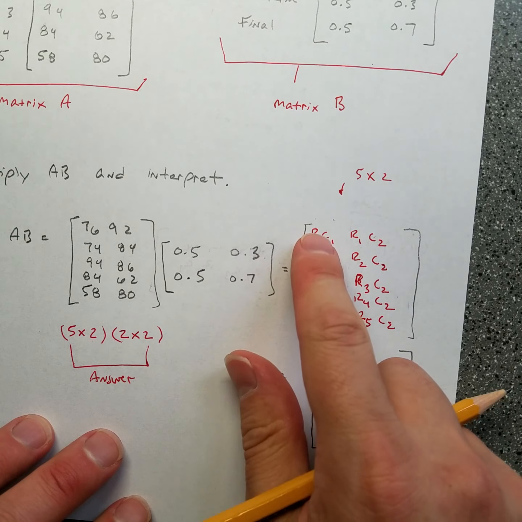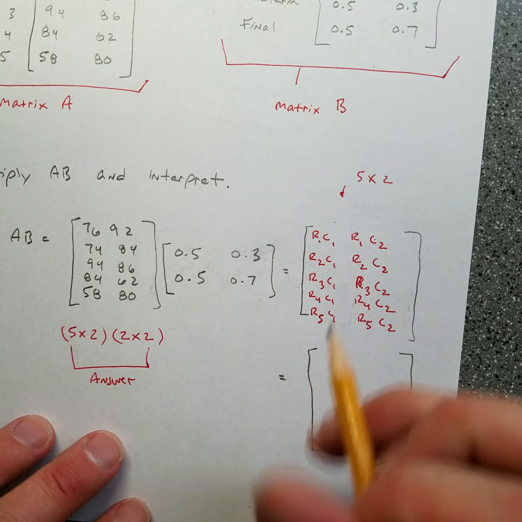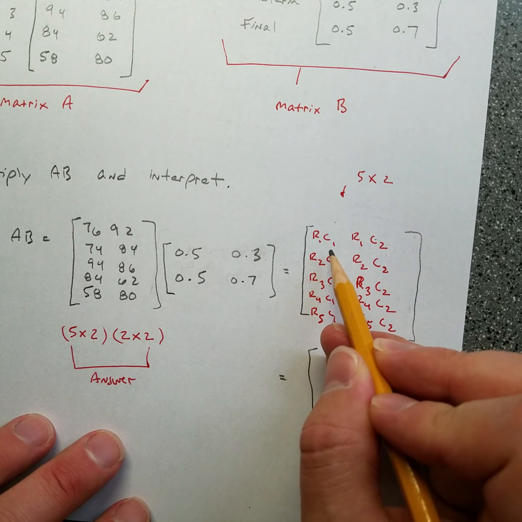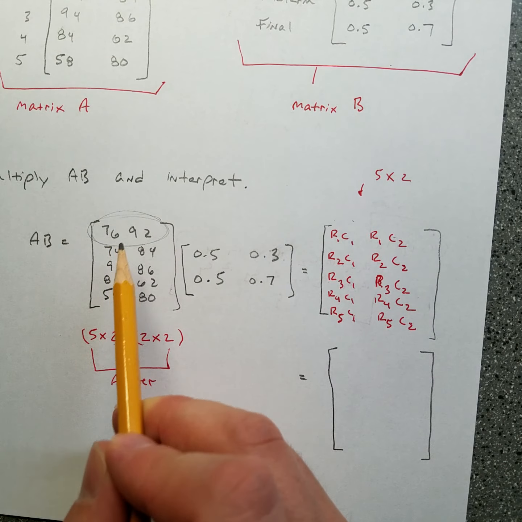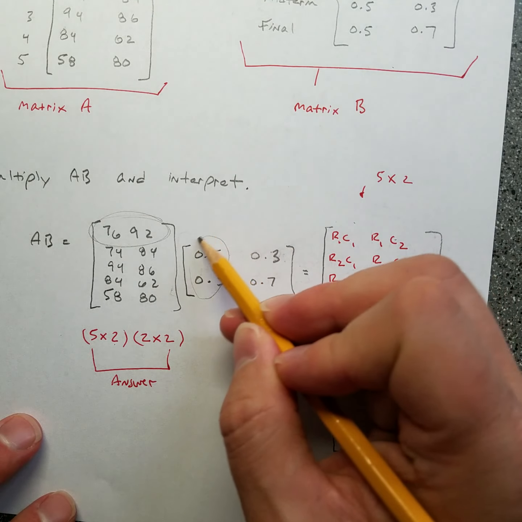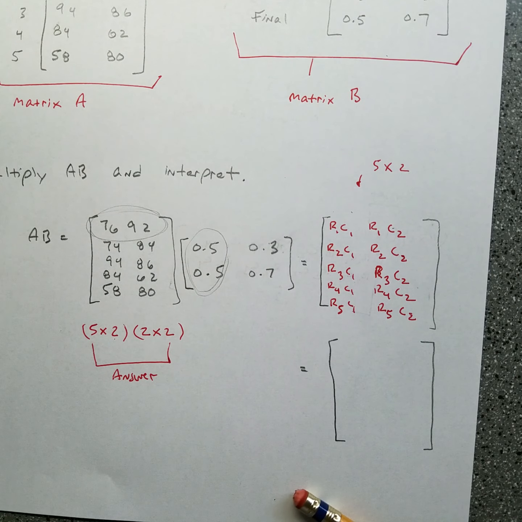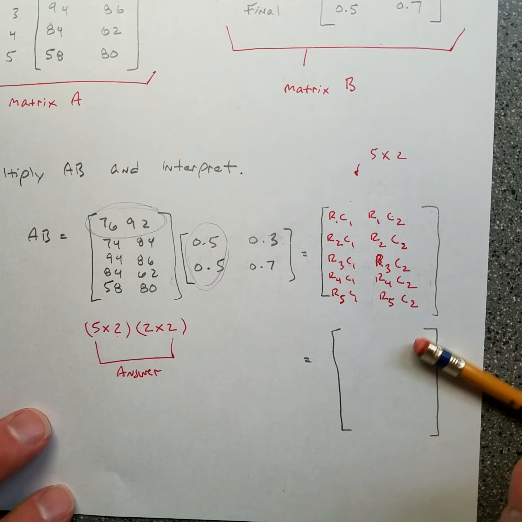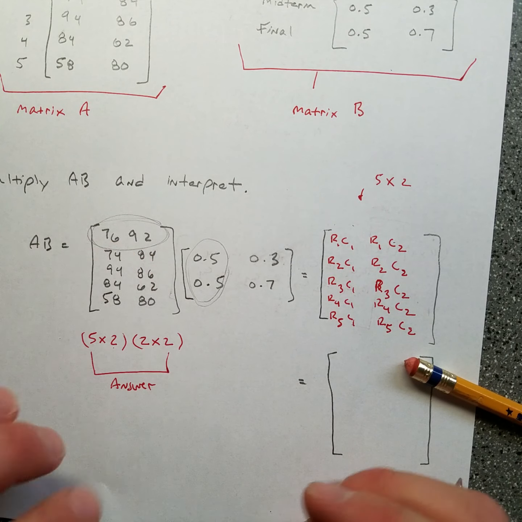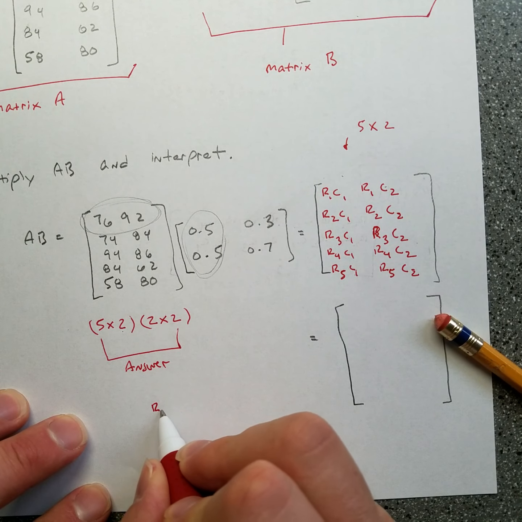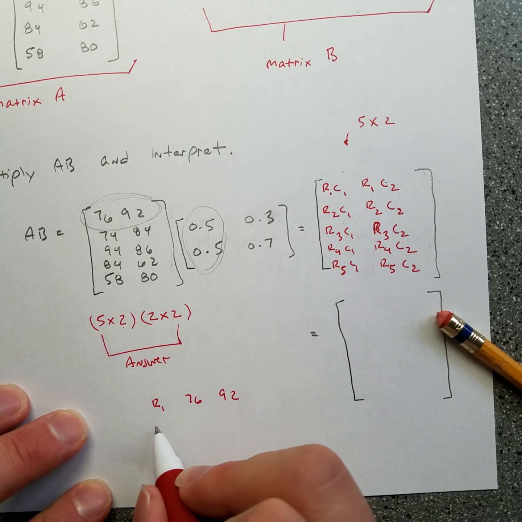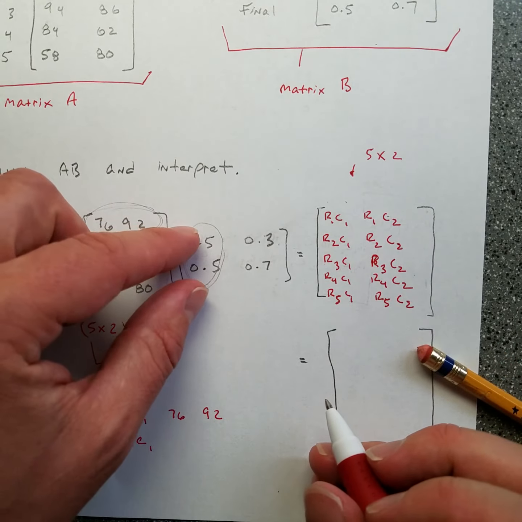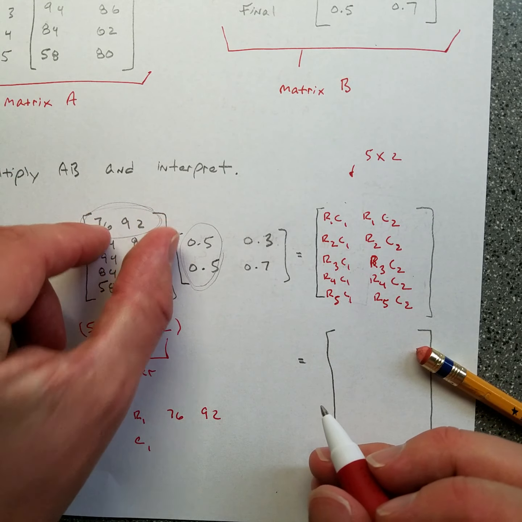Let's do like those two. What's row 1 times column 1? What's that even mean? It means first the row 1 of the first matrix times column 1 of the second one. Okay? Now, how again? Take like this. I'm going to put R1 here, 76 and 92. Column 1, you got to pick that up and imagine that you turn it sideways like this.